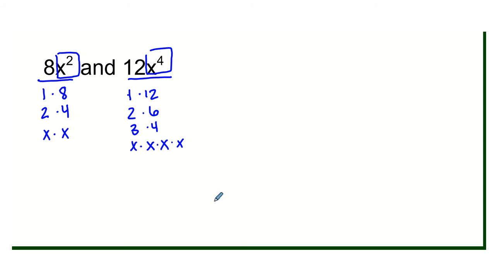So first let's look at the numbers. The numbers that they have in common for the factors, they have a 1 in common, a 2 in common, and a 4 in common. So the biggest number that they have in common is 4. So 4 is the first part of my GCF.